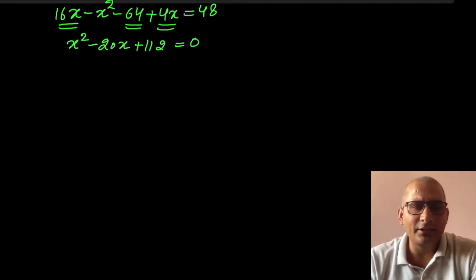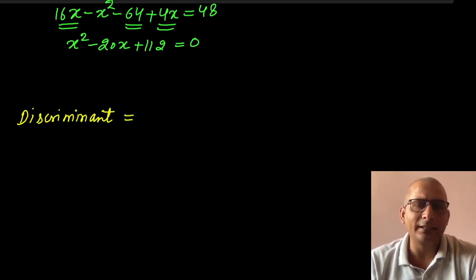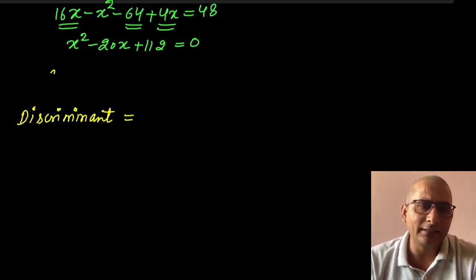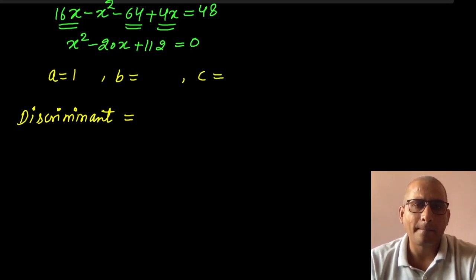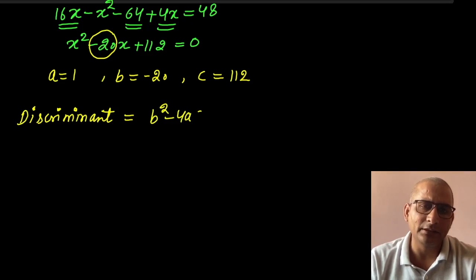So to check the condition is possible, what do we need to find? We need to find the discriminant. Yes. अगर डिस्क्रिमिनेंट पॉजिटिव आएगा या 0 आएगा तब एज पॉसिबल होंगी, otherwise not. So what is a in this case? What is b in this case? Minus 20, yes. And what is c? 112. Yes, right.